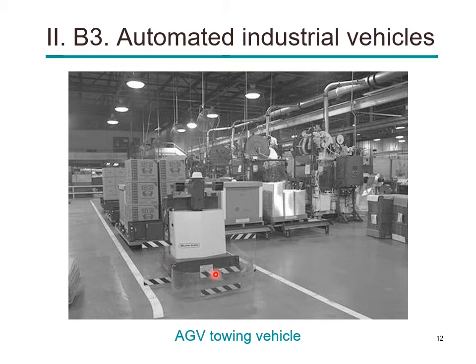This is an AGV towing vehicle, so the load is not on the AGV. It doesn't have a fork, it is not like a forklift, so it's not lifting the loads, but the loads are placed on other carts, and this AGV just tows those carts behind. Okay.